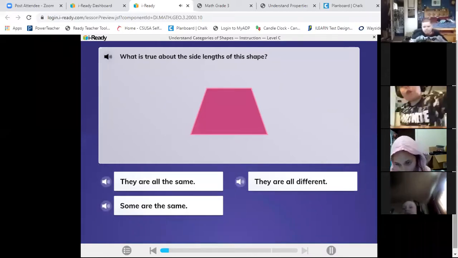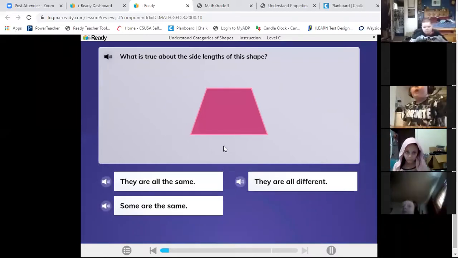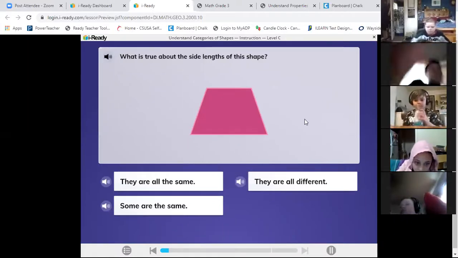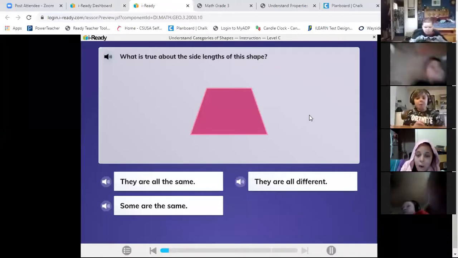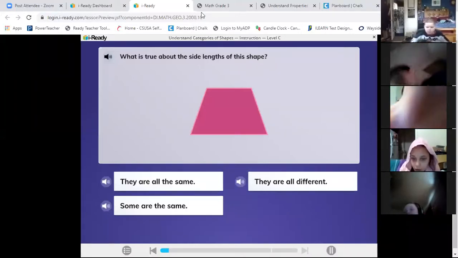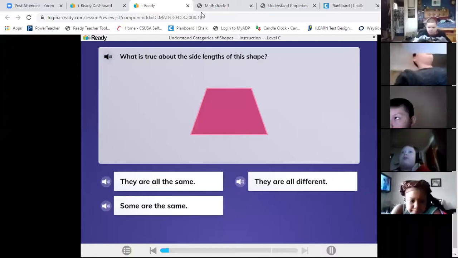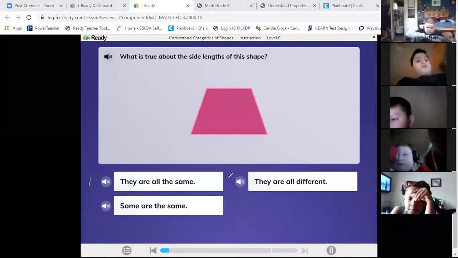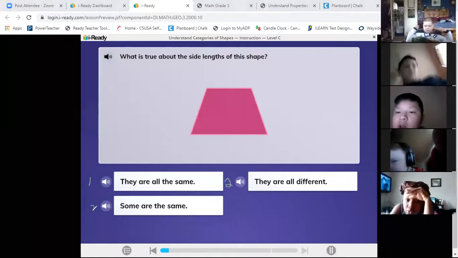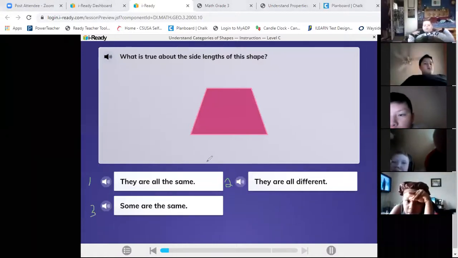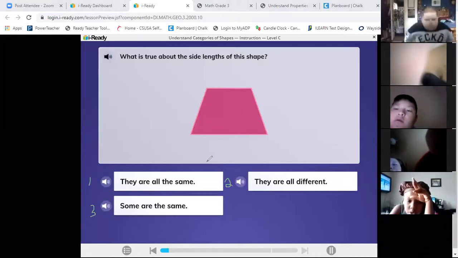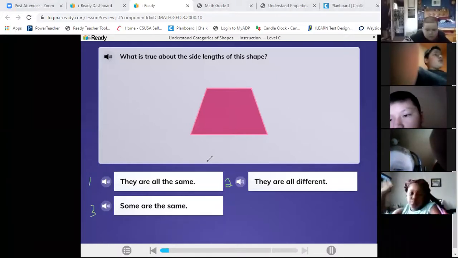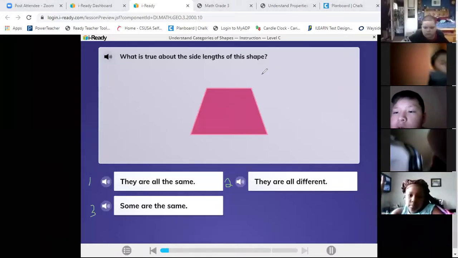All right, so what is true about the side lengths of this shape? So we're thinking, is every side the same? Is every side different? Or are some of them the same and some of them different? So I'm gonna ask you guys to give me a number 1, a number 2, or a number 3 on camera so I can see what you think it is. Do you think they're all the same? Do you think they're all different? Or do you only think some of the sides are the same length? Give me 1, 2, or 3.